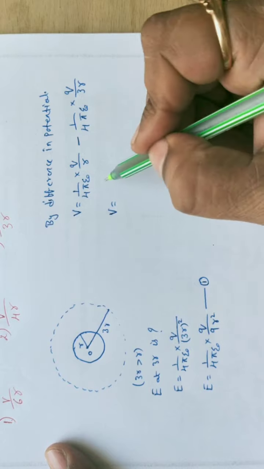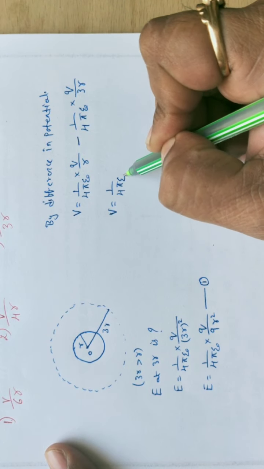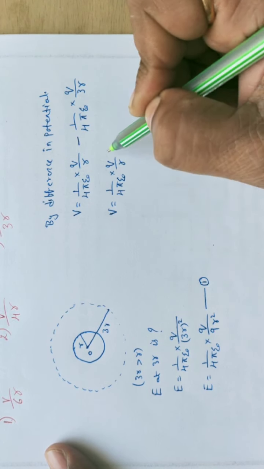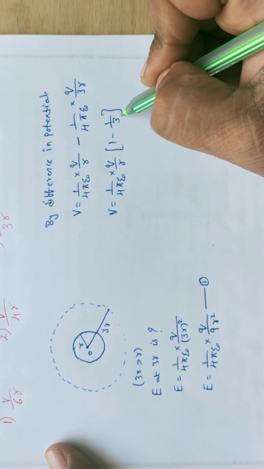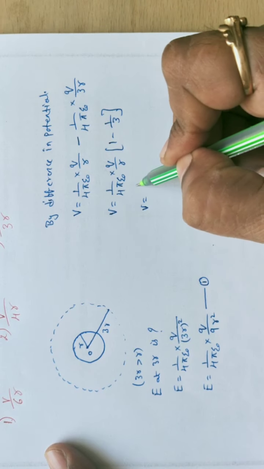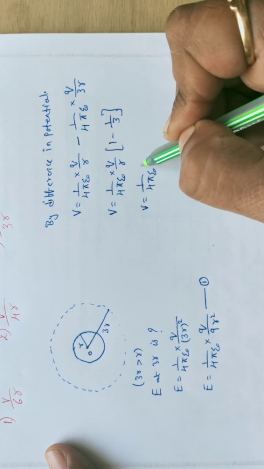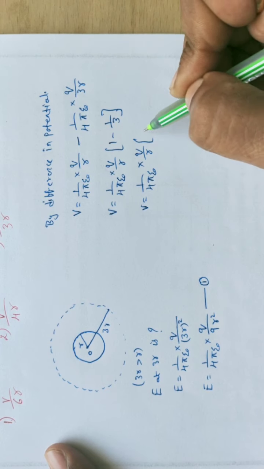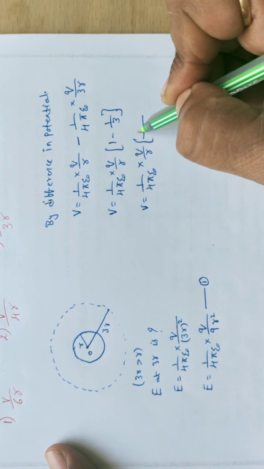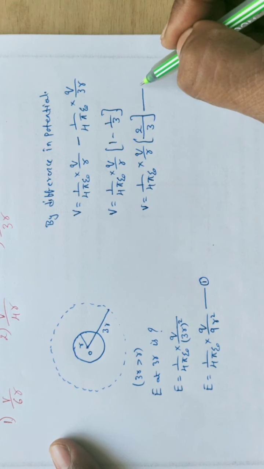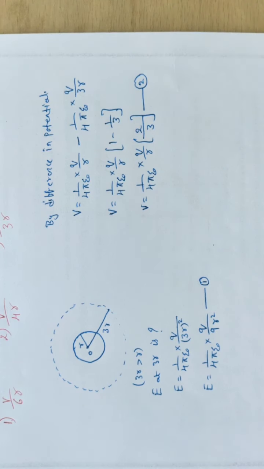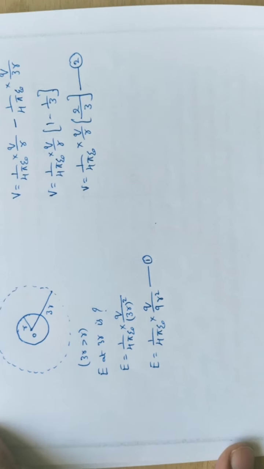So here V is equal to, taking the common 1 by 4 pi epsilon naught into q by r, 1 minus 1 by 3. So V is equal to 1 by 4 pi epsilon naught into q by r, and by taking LCM this becomes 2 by 3. So, students, we are taking this as equation 2. I want to find out the E value in terms of V, based on the options.